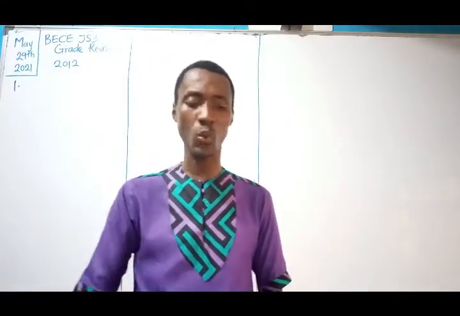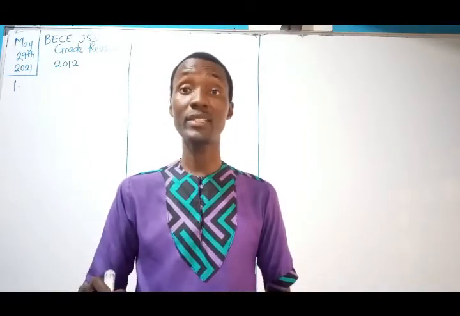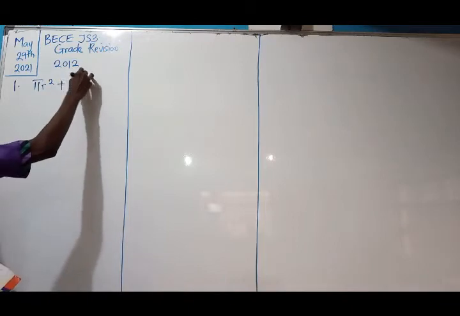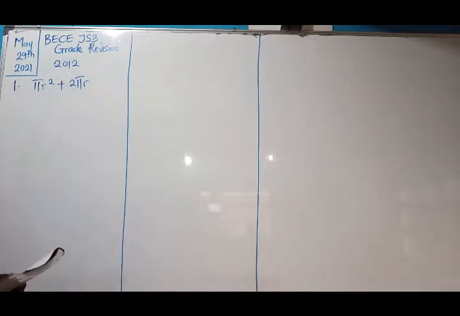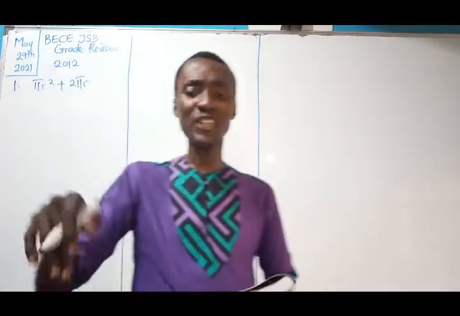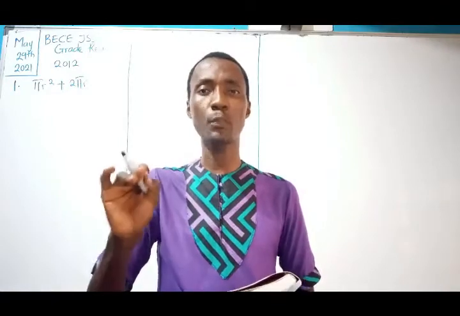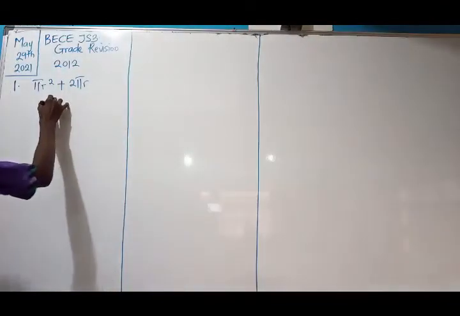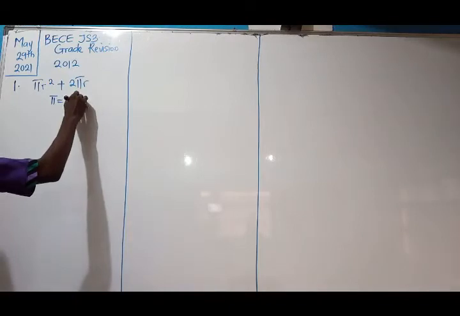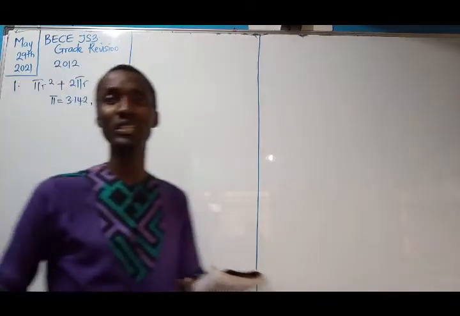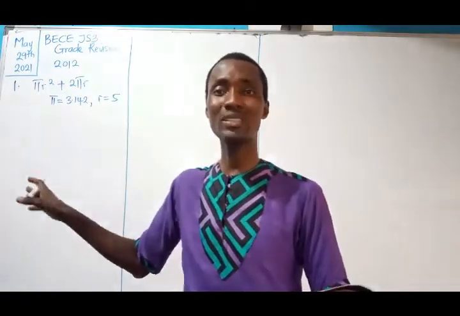Now, question one says, factorize the expression pi r squared plus 2 pi r. So I'll write the question on the board: pi r squared plus 2 pi r. That's the question we're told to answer. After that, find the value of the expression when pi is 3.142, and we are also told that r is equal to 5. These are what I call the details of the question.